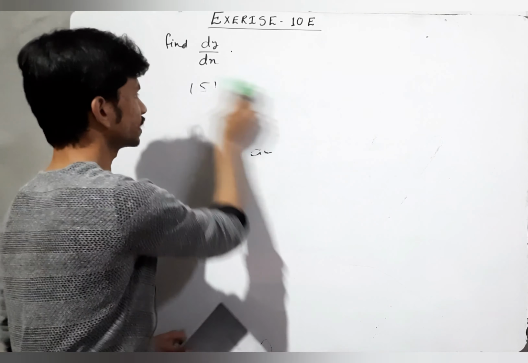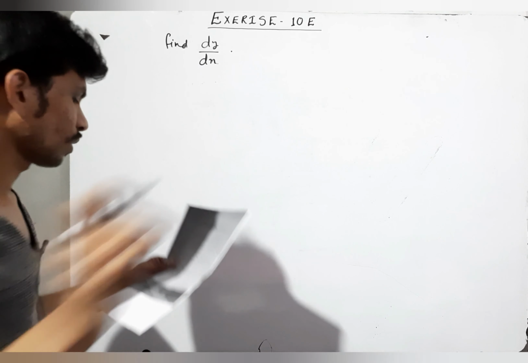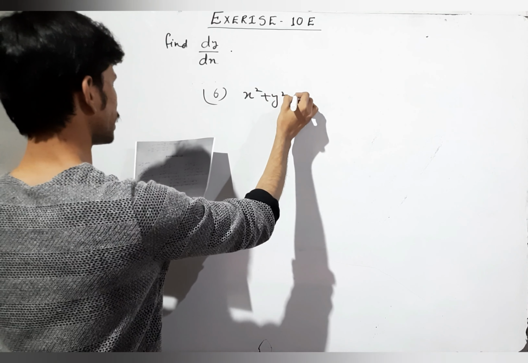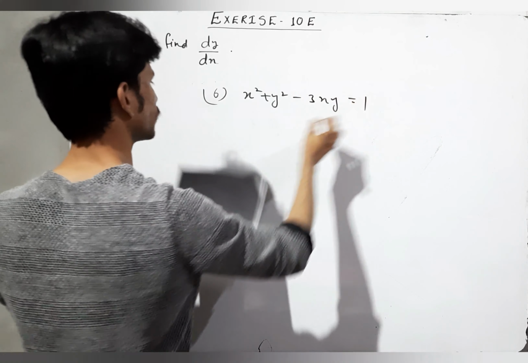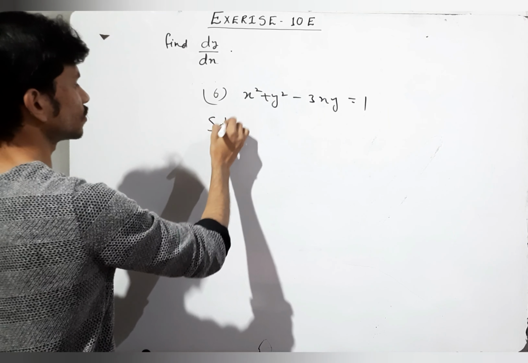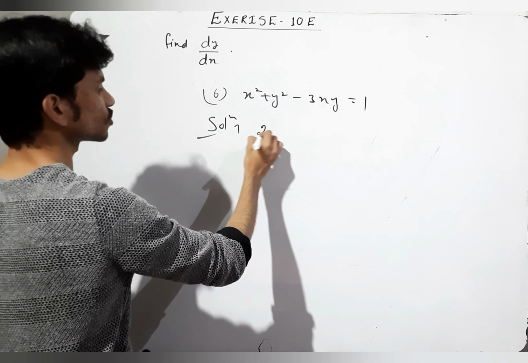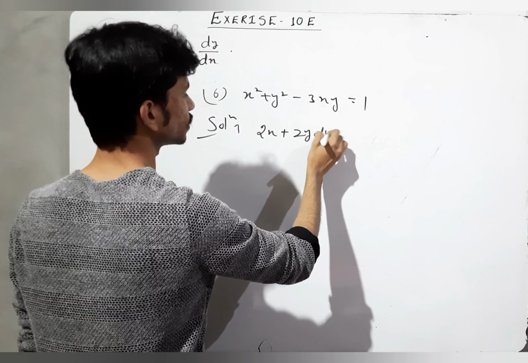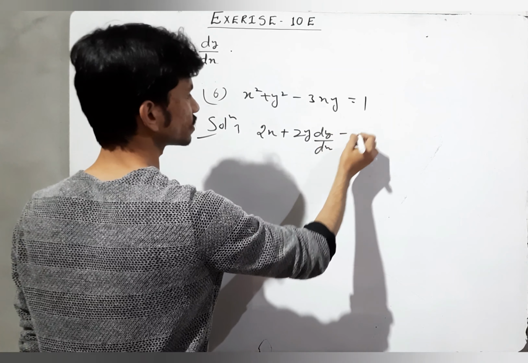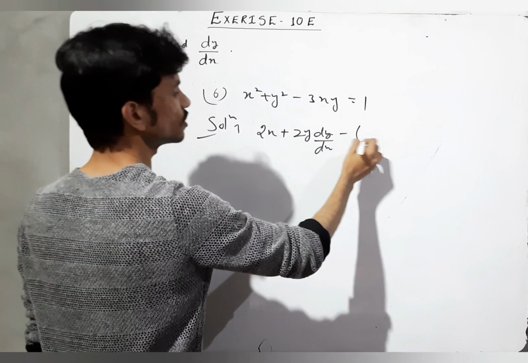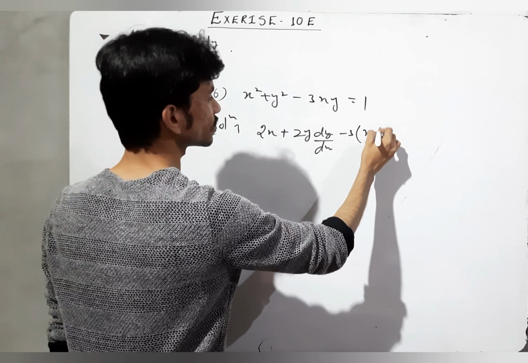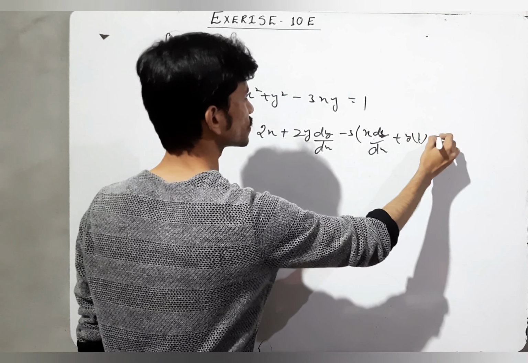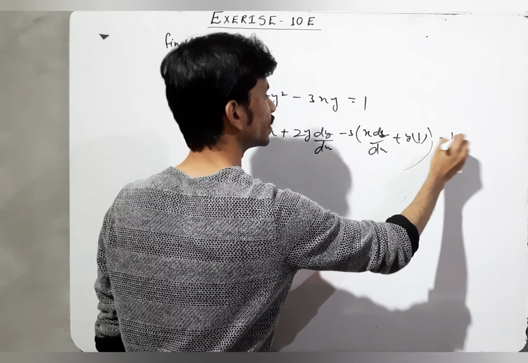Question number 6 says x square plus y square minus 3xy equals 1. So here, the solution of this: x square becomes 2x, plus y square becomes 2y dy over dx, minus 3. This is the product of two variables. So x dy over dx plus y, where x becomes 1. And 1 becomes 0.